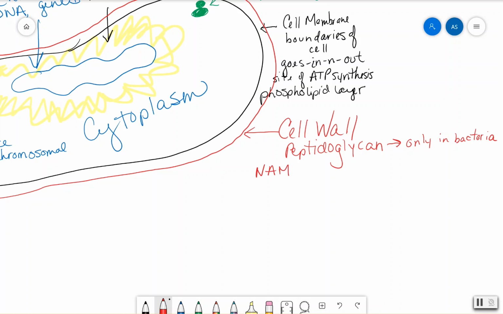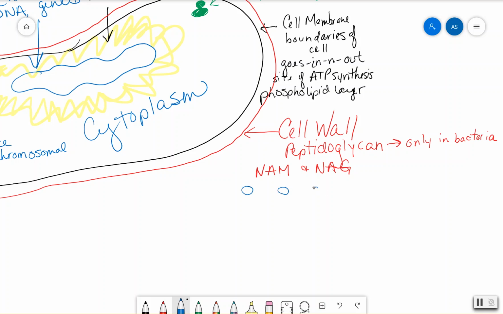N-acetylmuramic acid and N-acetylglucosamine. And we're just going to abbreviate those things, NAM and NAG, just because it's easier and we don't have to write N-acetylmuramic acid and N-acetylglucosamine all of the time. And the NAM and NAG are strung together like beads on a string.